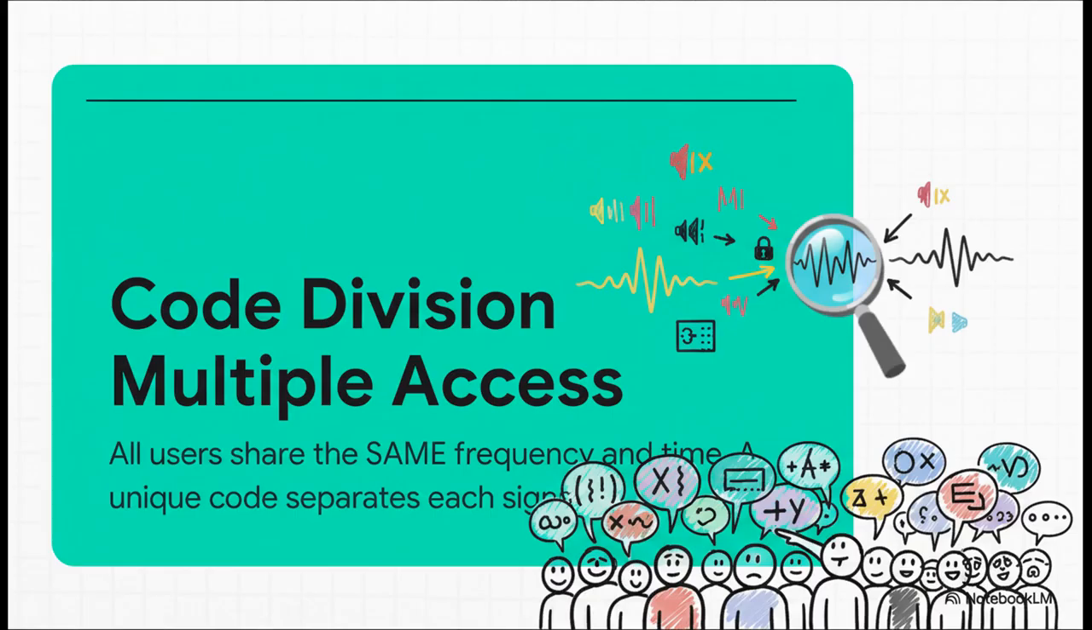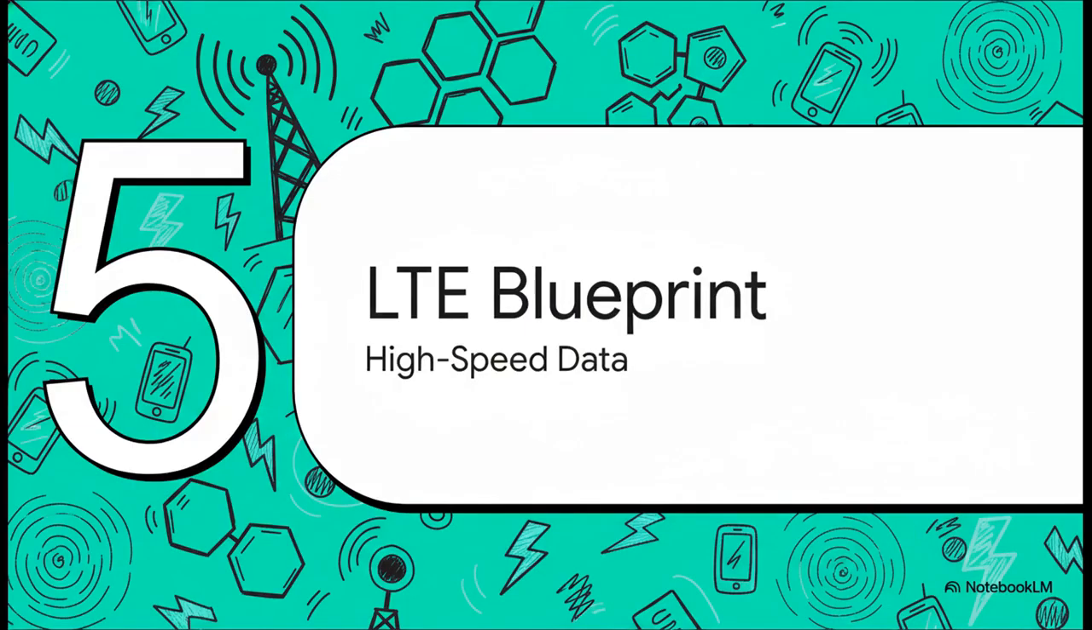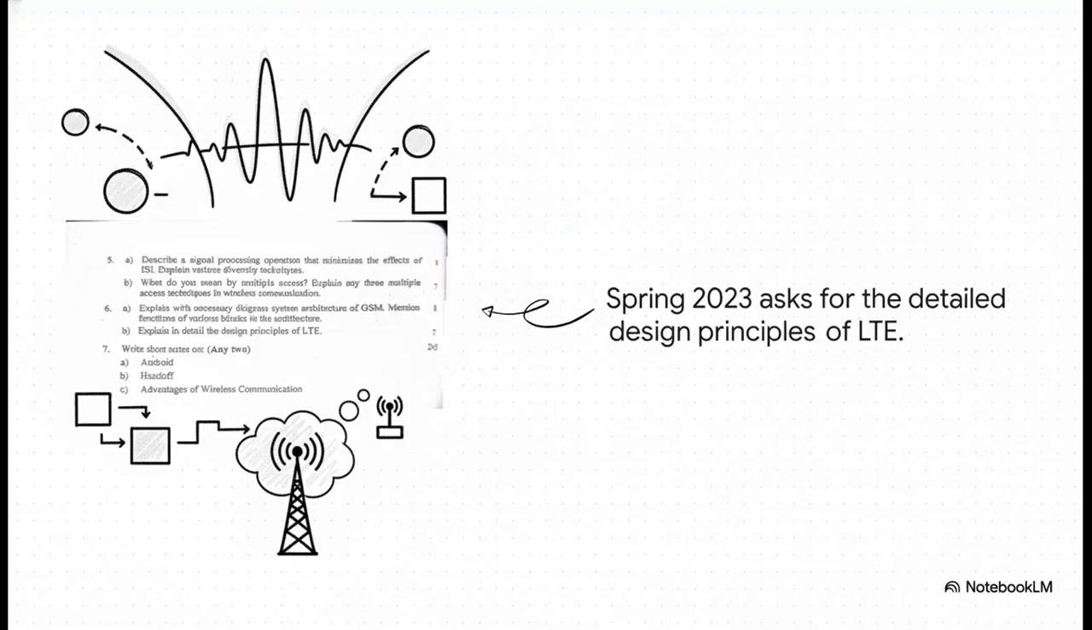That's CDMA. And here we are, our fifth and final key topic, LTE, which stands for Long-Term Evolution. This is the 4G technology that really gave us the high-speed mobile internet we're used to today. And you can bet the exam loves to ask questions about its core design principles. Case in point, Spring 2023 paper. The question is, explain in detail the design principles of LTE.